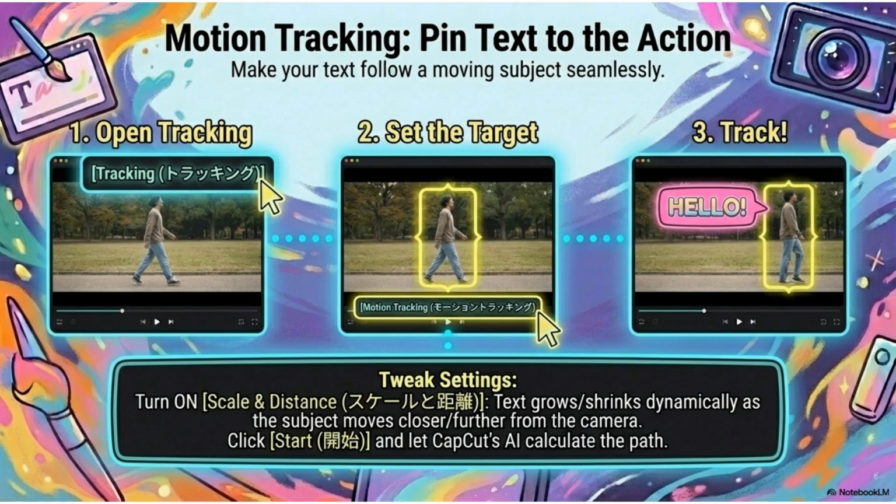Motion tracking. Motion tracking lets you pin text to a moving subject seamlessly. Open the tracking menu and set your target. Turn on scale and distance so the text grows or shrinks as the subject moves. Just click Start and let CapCut's AI calculate the path for you.